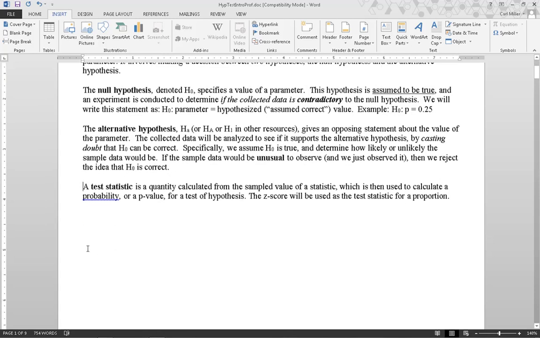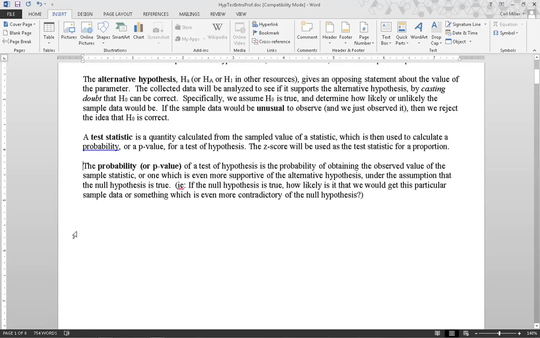A test statistic is a quantity calculated from the sampled value of your data or statistic, which is then used to calculate a probability or a p-value for a test of hypothesis. The z-score will be used as the test statistic for a proportion.